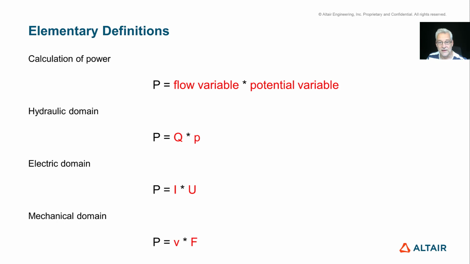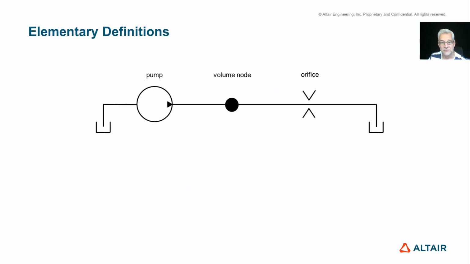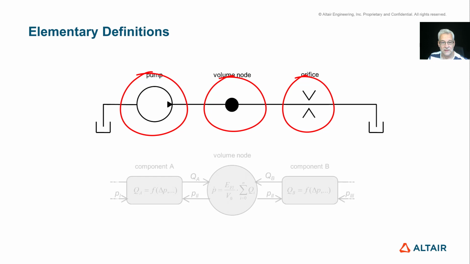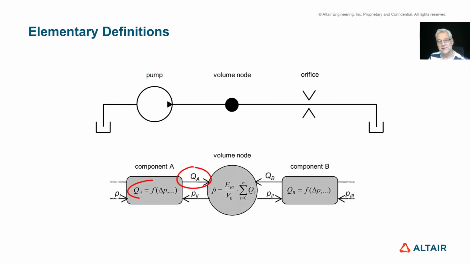So, knowing now that P and Q are basic variables, we take a look at the mechanism of how they are connected. Here, we have a very simple system with a pump, a resistor, and a volume in between. The pump generates a flow, which may depend on system pressure, and the resistor also delivers a flow depending on pressure at sides A and B. Inside the volume, the potential variable P is calculated in dependency of all flows, the bulk modulus of oil and the volume.